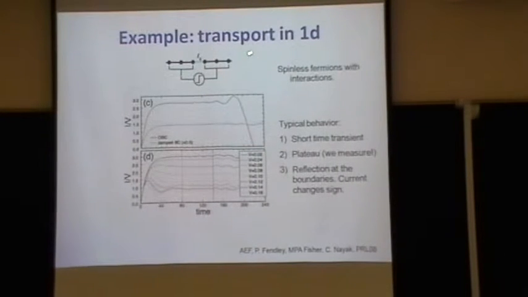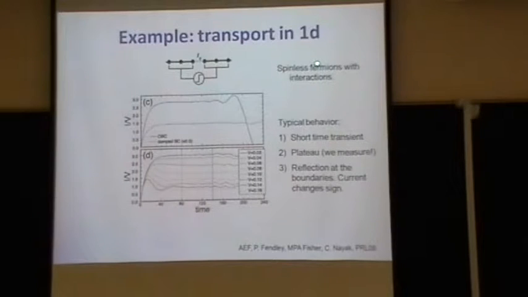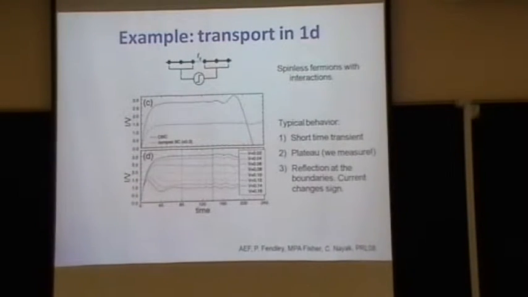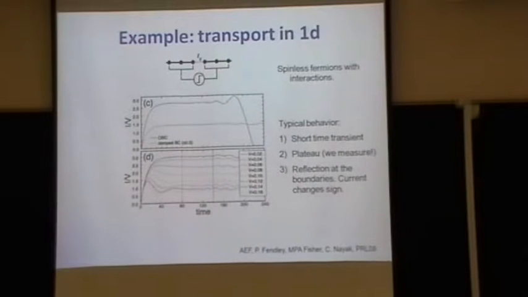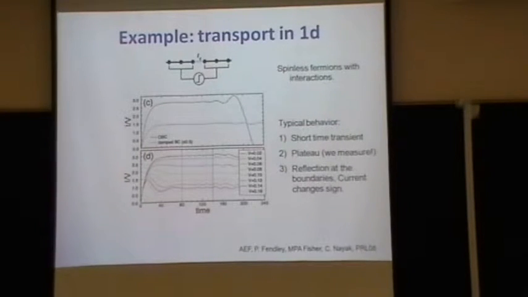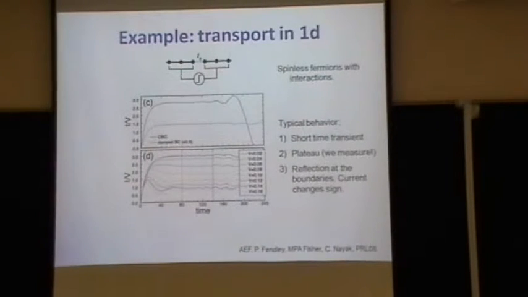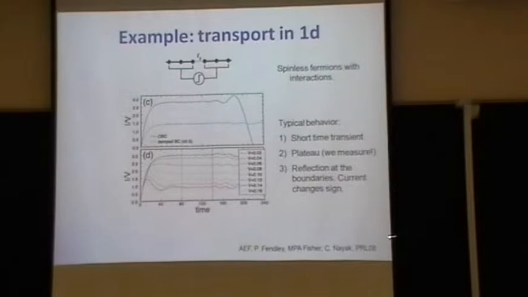First I'm going to say that we simplified even further the problem by using spinless fermions. But we added interactions in the leads. So this is kind of like an XXZ Hamiltonian in terms of spins, or spinless fermions with nearest neighbor attraction. The main motivation behind studying this problem is that it's deeply connected to the behavior of the edge states in quantum Hall structures. This is a working collaboration with Paul Fendley and Matthew and Chetan Nayak.